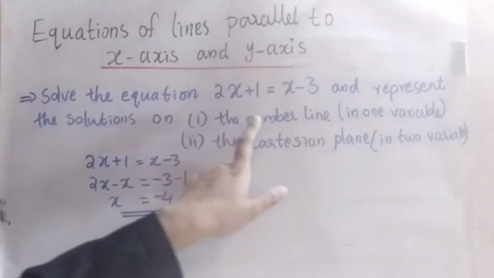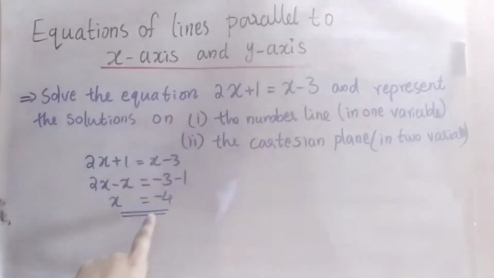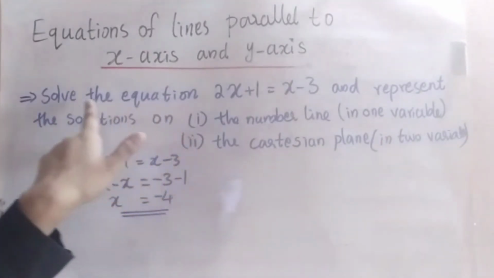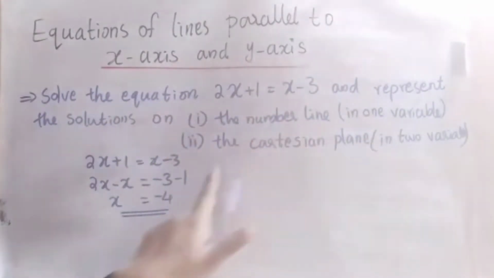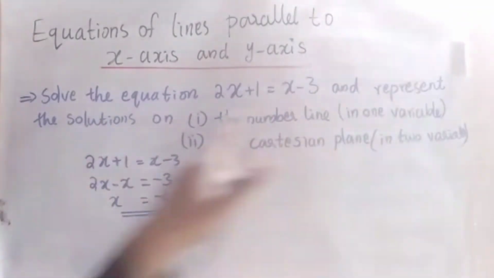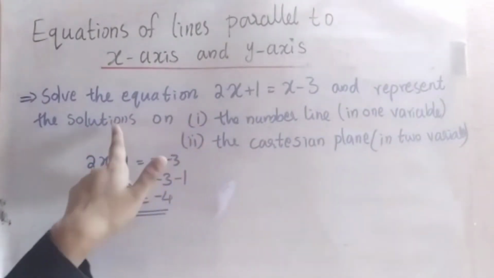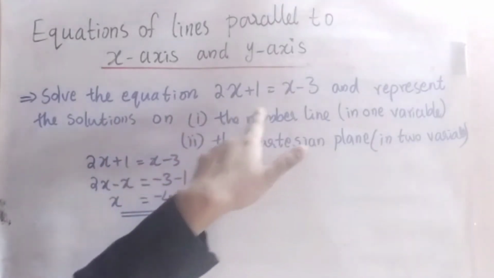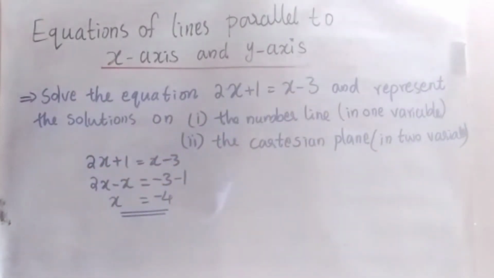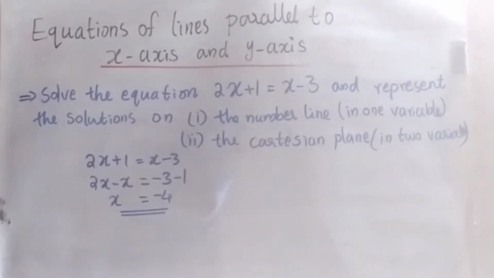So what is our question? Represent this. We solved the equation and now we represent the solution. The solution is x equal to minus 4. Represent the solution first on the number line. How to plot x equal to minus 4 on the number line? Let's see. It's very important.